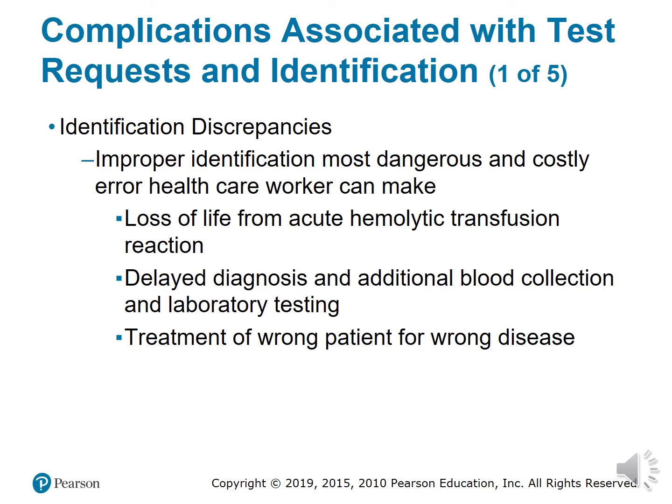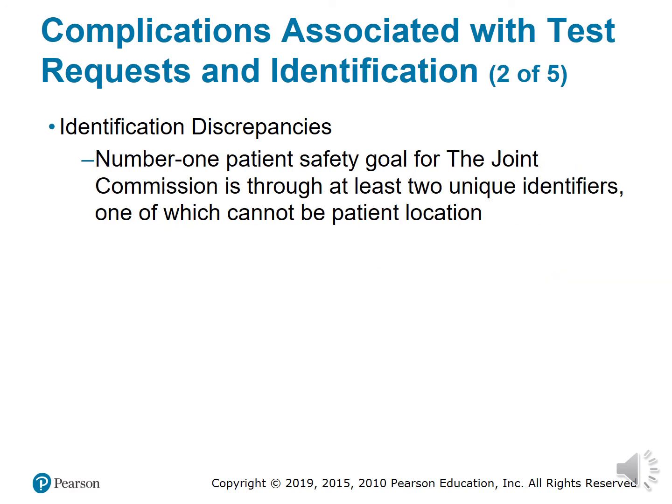So you're going to see that wristband. You're going to see whether the information on there is correct or not, and that can be easily fixed. And if the chart is wrong when they come in, and we do that two-step verification properly, if the chart doesn't match what's on the armband, hey, we just saved it. We saved ourselves a lot of hurt. The number one patient safety goal for the Joint Commission is to use at least two unique identifiers, one of which cannot be the patient's location.